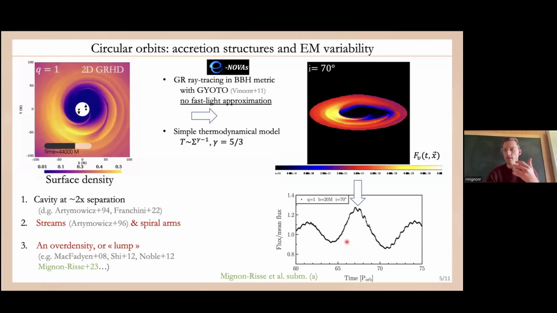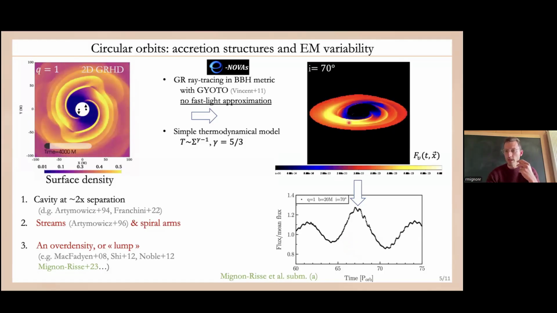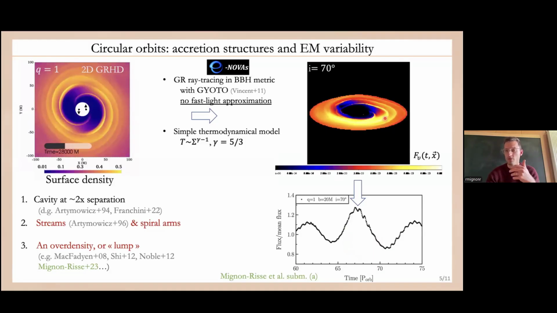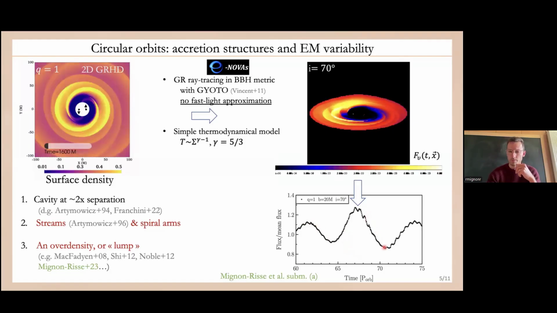And in our case, we have two types of structures that are visible. There is the lump that is the hottest and brightest structure we find, and also the spiral arms that produce this smaller amplitude and smaller period oscillation.